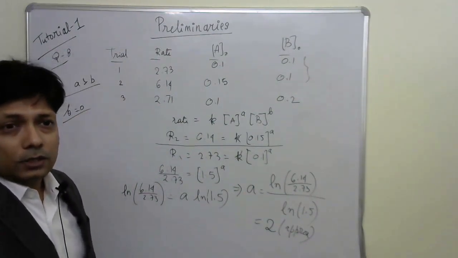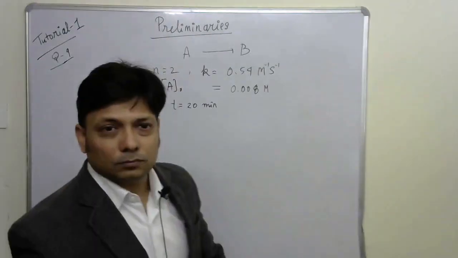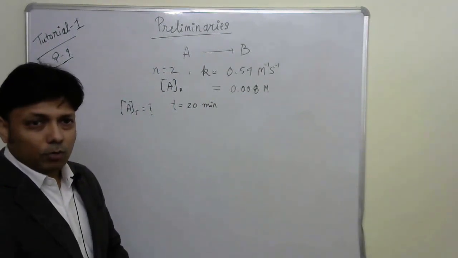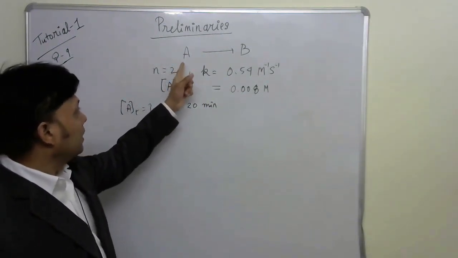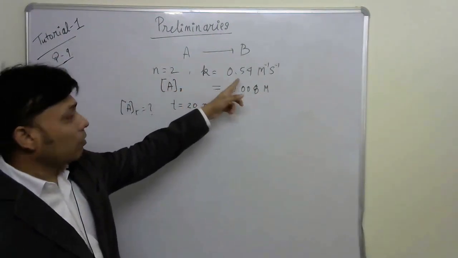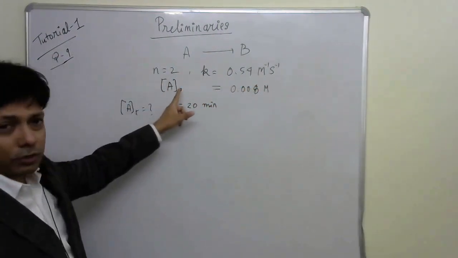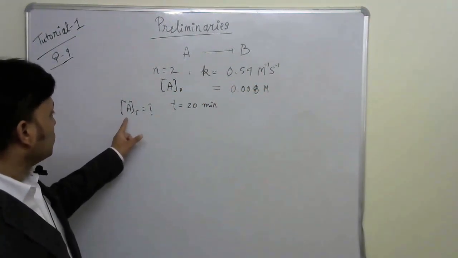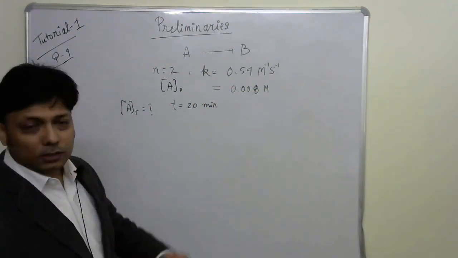Next is question number 9. Question number 9 is a very straightforward problem. This is a second order reaction, A going to B. The rate constant is given. The initial concentration A naught is also given. And you have been asked to find out A_t, where t is equal to 20 minutes.